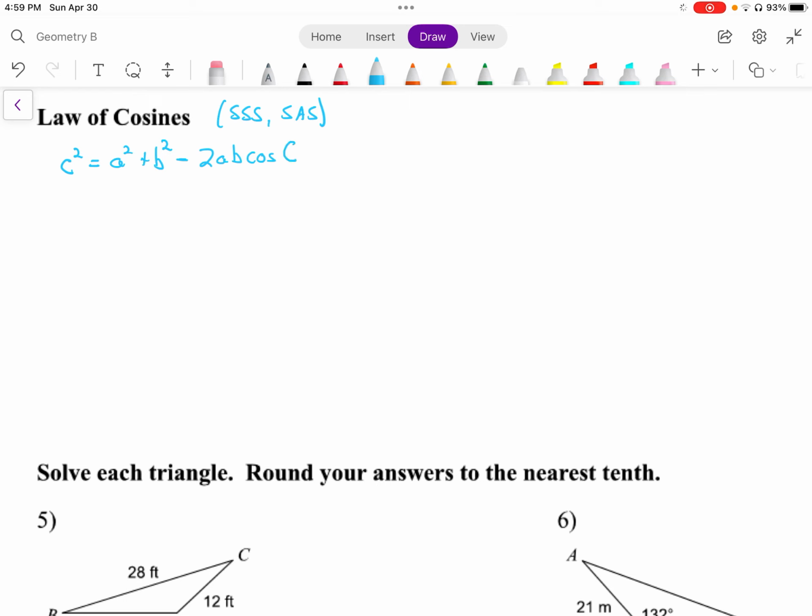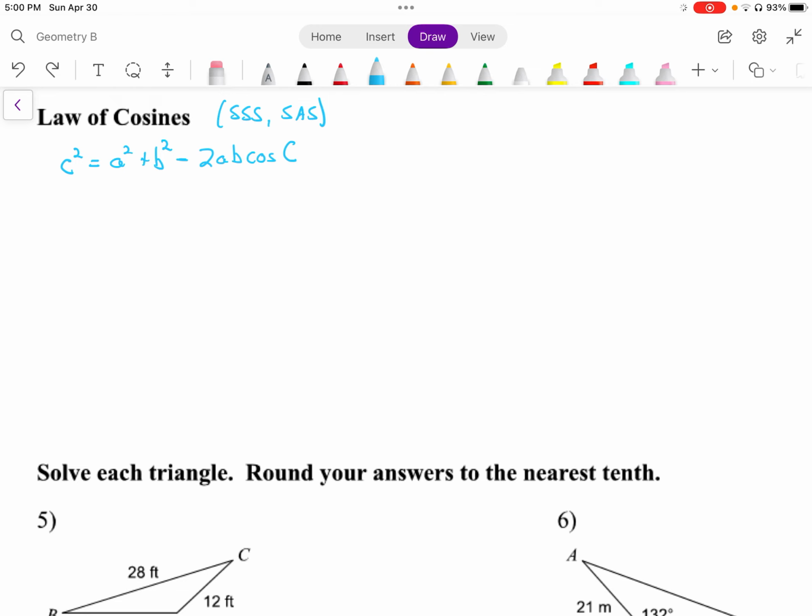Now, make sure you do the order of operations when you're doing any solving with these. 2ab is multiplied by the cosine of C, so we should never subtract 2ab from these first because it is connected to the cosine C. So be really careful with those. I'll try to point out when and where people make that mistake.